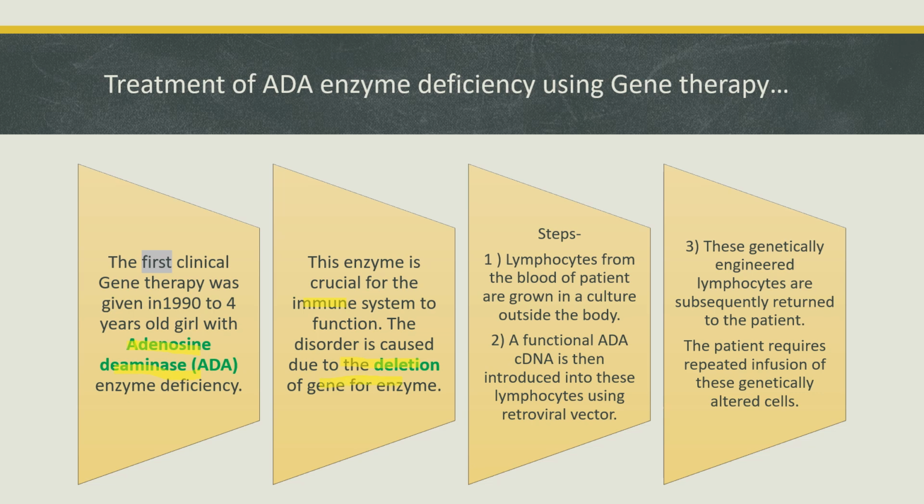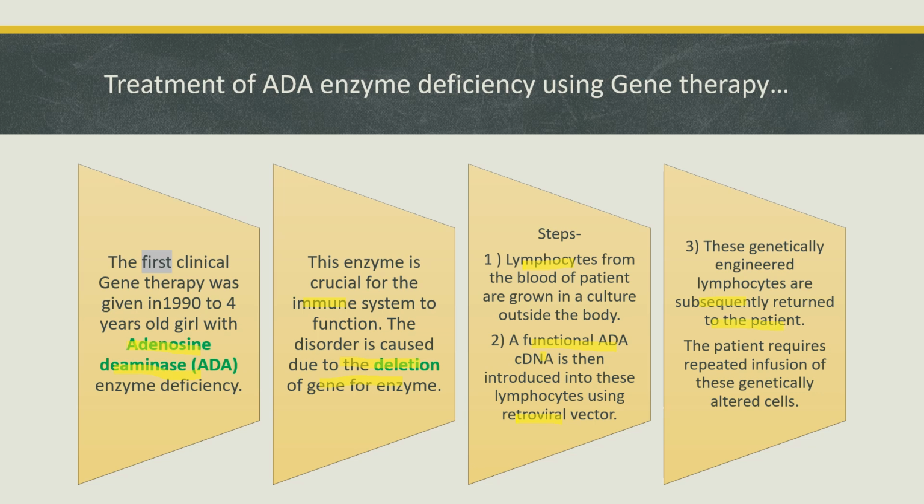Let's see how this ADA enzyme deficiency is treated using gene therapy. In the first step, lymphocytes from the blood of the patient are grown outside of the body on culture media. That means, if you recall, ex vivo gene therapy is used here. Then the functional ADA enzyme producing complementary DNA, the ADA cDNA, is introduced into these lymphocytes using a retroviral vector. Which vector is used? Retroviral or viral vectors are used. And finally, these genetically engineered lymphocytes are subsequently returned to the patient.